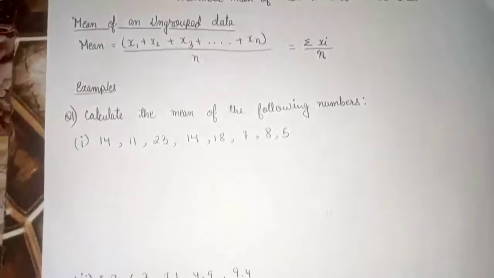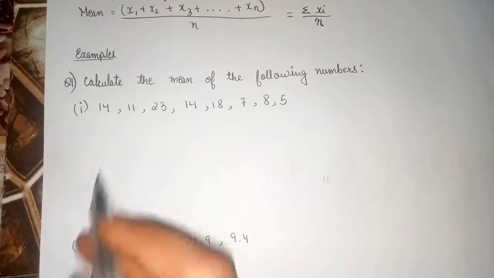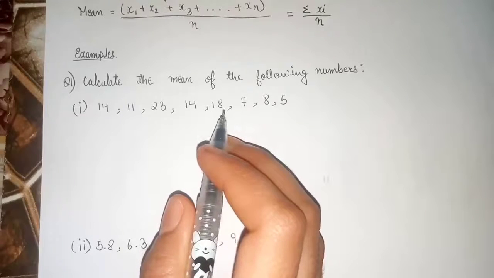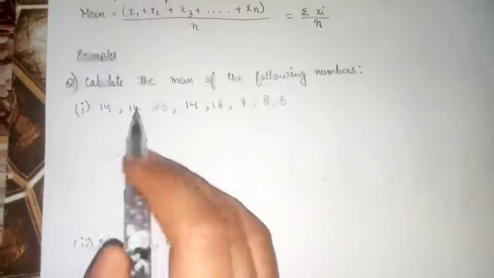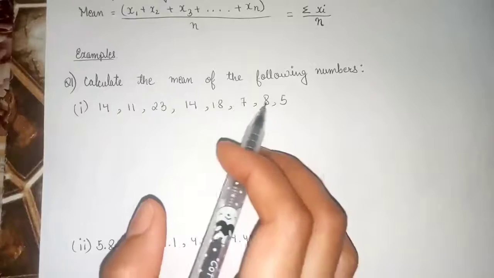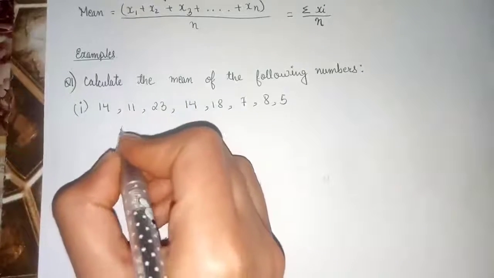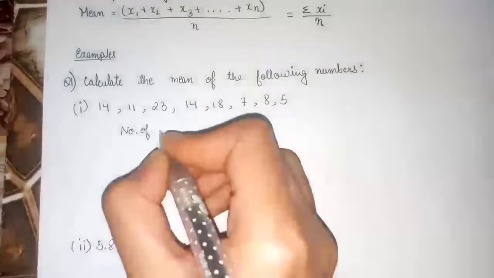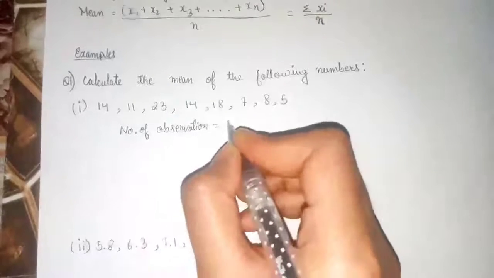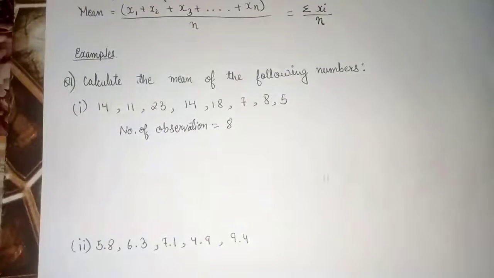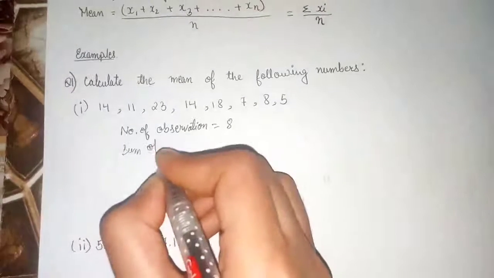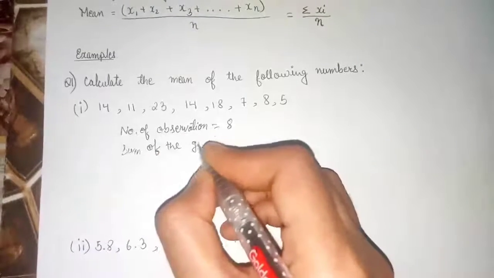First example is calculate the mean of the following numbers: 14, 11, 23, 14, 18, 7, 8 and 5. So first of all we will see how many observations are there. 1, 2, 3, 4, 5, 6, 7, 8. Total 8 observations are there. So we will write here number of observations equals to 8. Then we will write here sum of the given numbers.